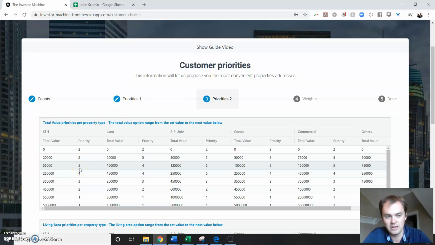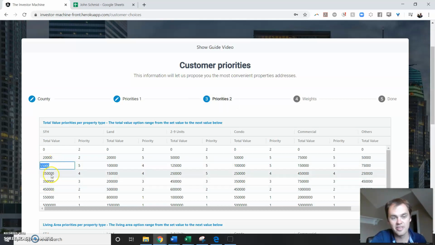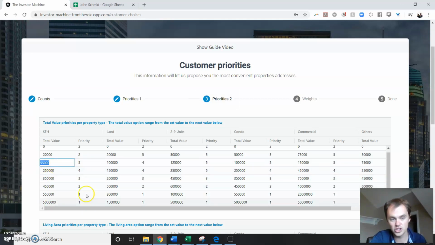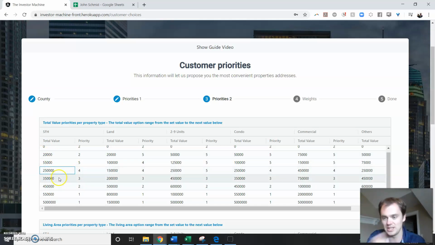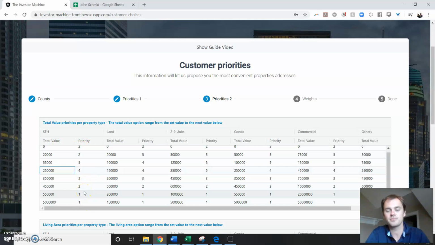Now here's something cool about this page that we can do as well, because especially with value, everything's very different. In Bay Area, these numbers wouldn't make sense, and in Louisiana, these numbers may not make sense. So you can actually adjust these numbers in addition to adjusting these numbers. If all these numbers need to be millions for your area, that's fine. If all these numbers need to be under 100,000 for your area, that's fine too. So you can adjust the numbers on the left in addition to adjusting the numbers on the right.